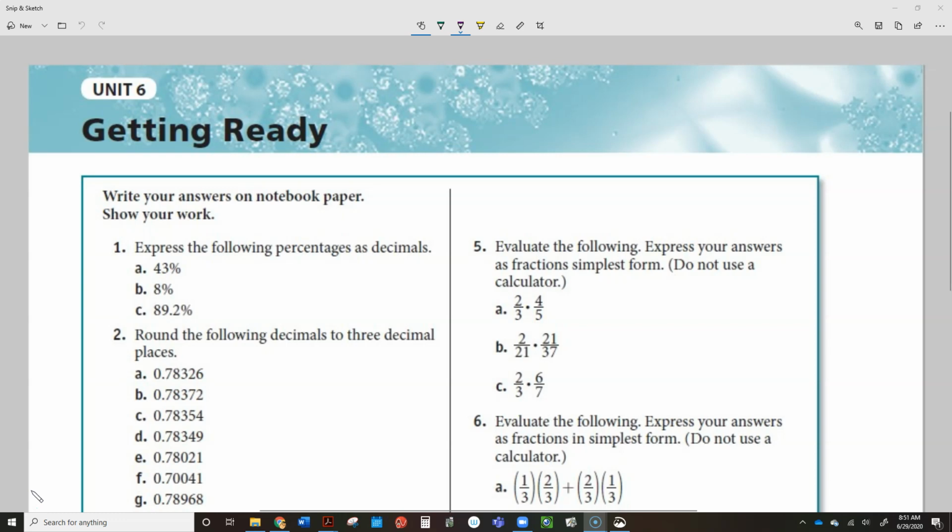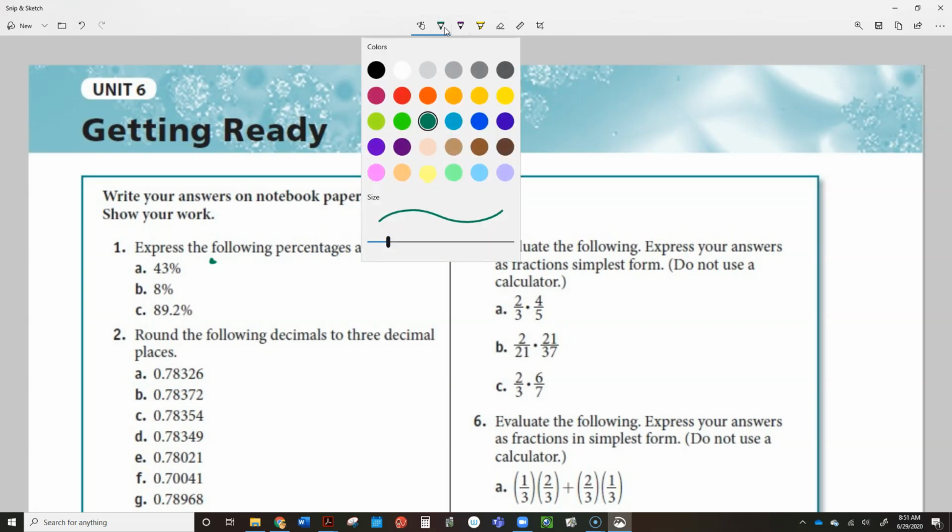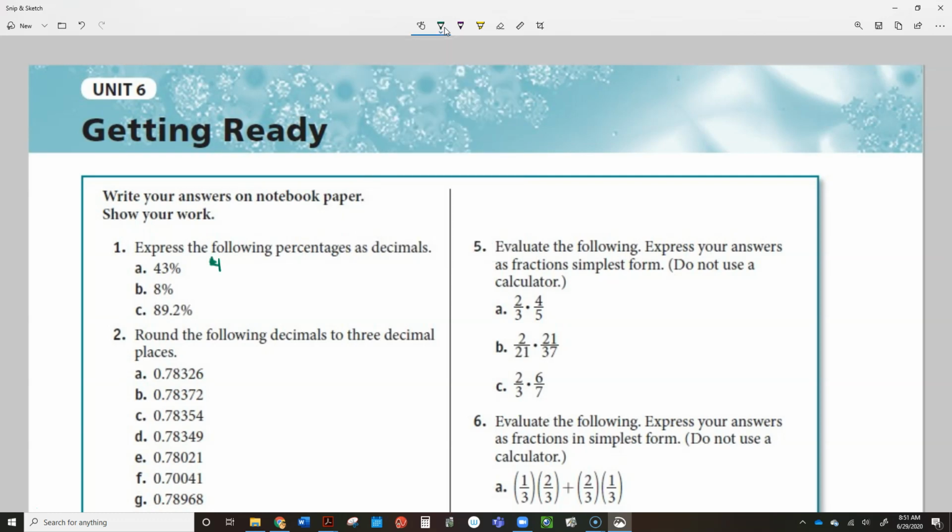Express the following percentages as decimals. To get these into decimals, the first thing I'm going to want to do is write them as a fraction. So I'm going to write this as 43 over 100. And then I'm going to use my calculator to change that to a decimal. So 43 divided by 100, and we get 0.43.